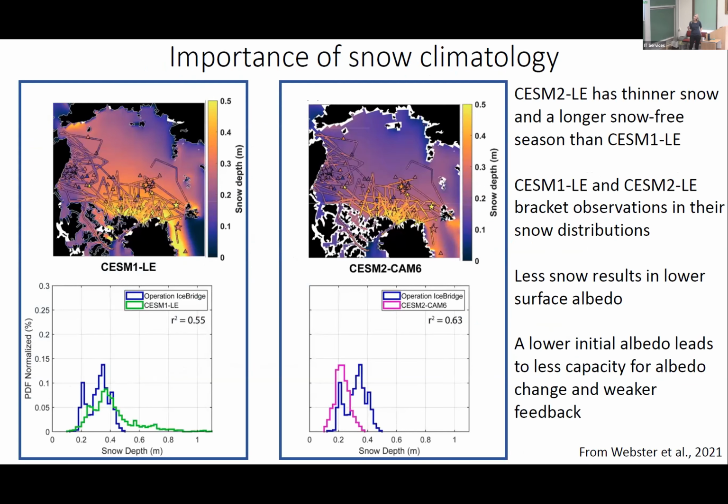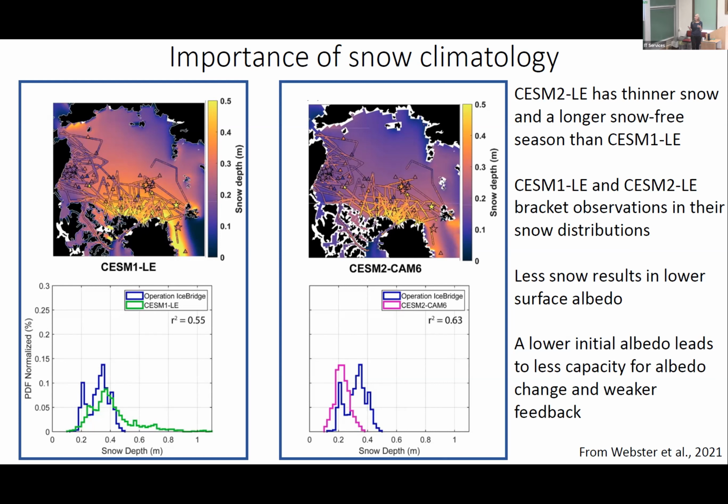So when we think back to these differences between our models, the CESM1 and the CESM2, all of these things actually seem to be at play. This shows the snow climatology. This is from a recent paper by Melinda Webster from the CESM1 large ensemble and the CESM2 large ensemble simulations. And what you see is that CESM2 has just a much thinner snow. You can see that in these histograms at the bottom as well. This smaller amount of snow results in a lower surface albedo.